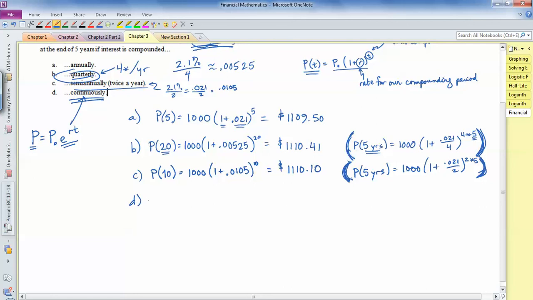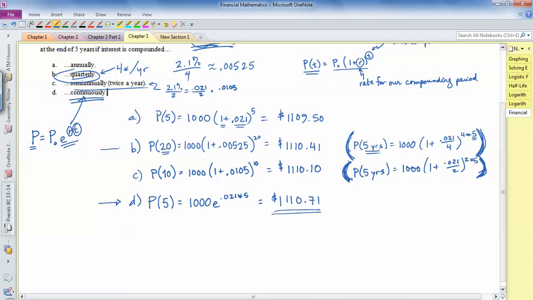So in this one, let me just do it, and then I'll talk about it. T here is in terms of years. So it's P of 5 years equals 1,000 e to the rate, and the rate is the annual rate here, so at least stuff is kept simple, 0.021 times 5. So if you plug all that in, you end up with $1,110.71.